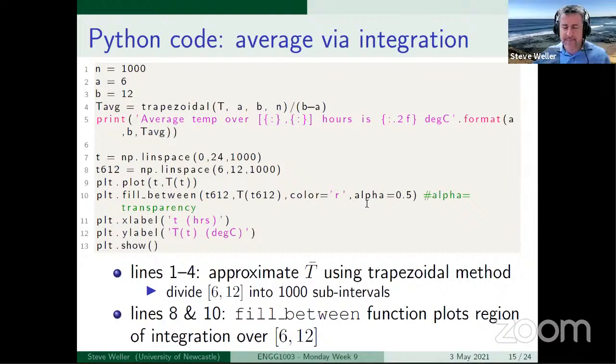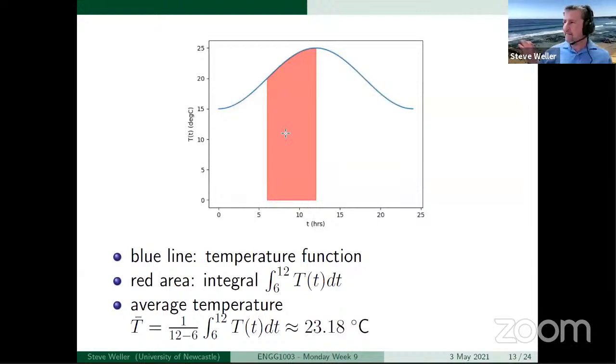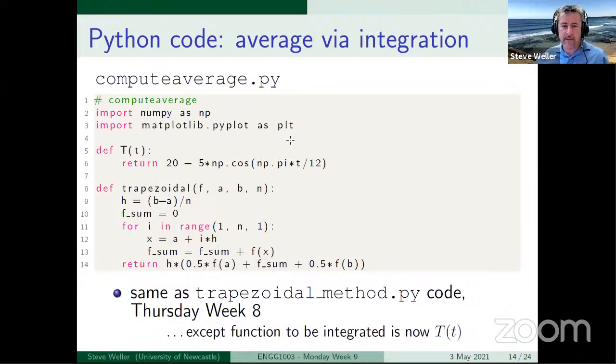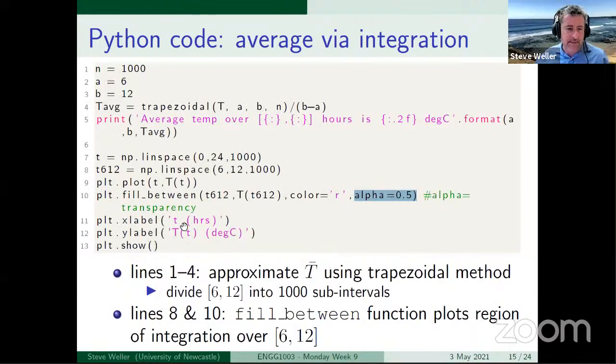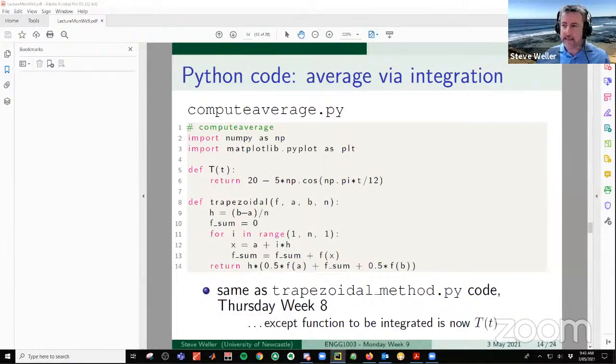And then again, to make things look nice, I've used a parameter for the fill between function called alpha. And alpha is a transparency control. So if you look here, you'll see it's sort of half transparent. And then the rest is just plotting. So let's run that code now. Let's run, what's it called? Compute average. We're going to break out and run compute average in PyCharm.